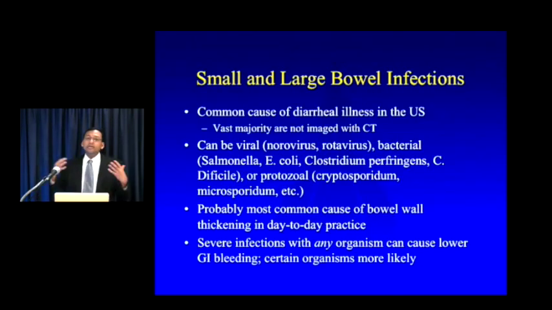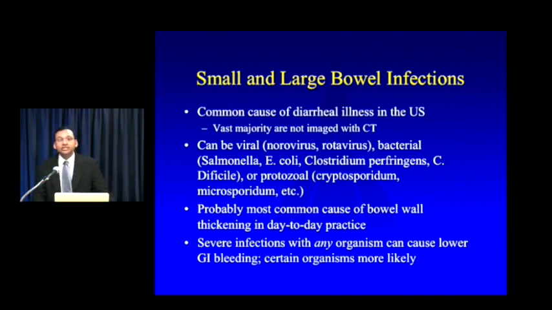Now, another very common cause, and I'd say one of the most common causes we see, is going to be infections. So when I see a patient who has lower GI bleeding, there's no active extravasation, I'd say one of the most common diagnoses that I'm able to offer the clinician is the presence of an infection, either of the small or the large bowel. Now, obviously, bowel infections are a very common cause of diarrheal illness in the United States, but the vast majority are not going to get a CT scan, and thankfully so, right?